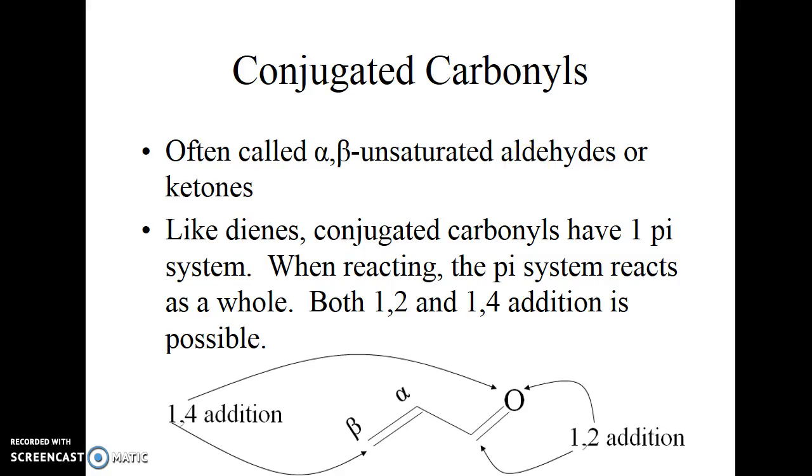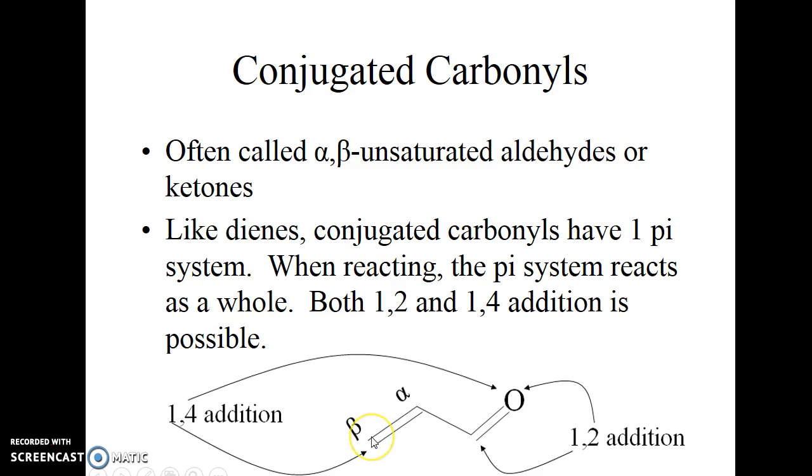The last part of this chapter is going to be looking at conjugated carbonyls. We will often call them alpha-beta unsaturated ketones or aldehydes. Look down here at the structure, and you can see that the carbonyl is in conjugation with the double bond. And this is the alpha carbon, this is the beta carbon, and that's why they're called alpha-beta unsaturated.